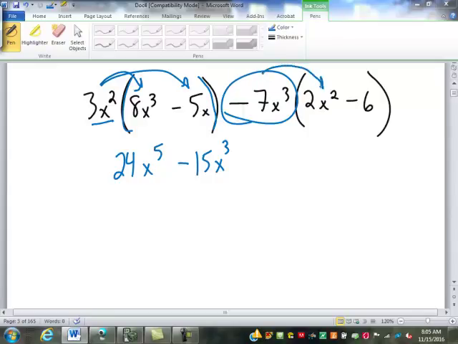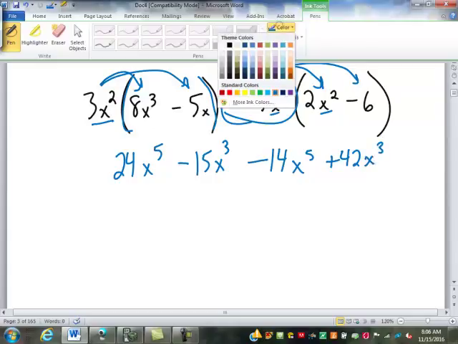So negative 7x to the third times 2x to the second. Negative 7 times 2 is negative 14. X to the third times x squared, x to the 3 plus 2 is 5. Negative 7x to the third times negative 6. Well, negative 7 times negative 6 is positive 42. Negative times negative is a positive. And there's nothing to multiply the x to the third.